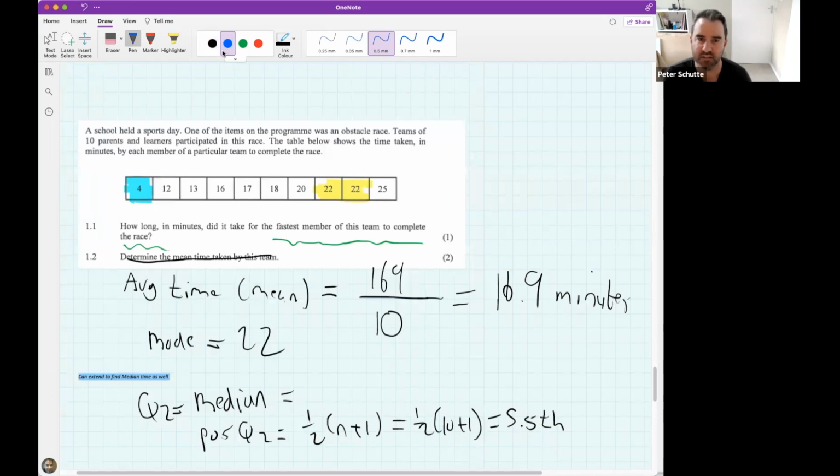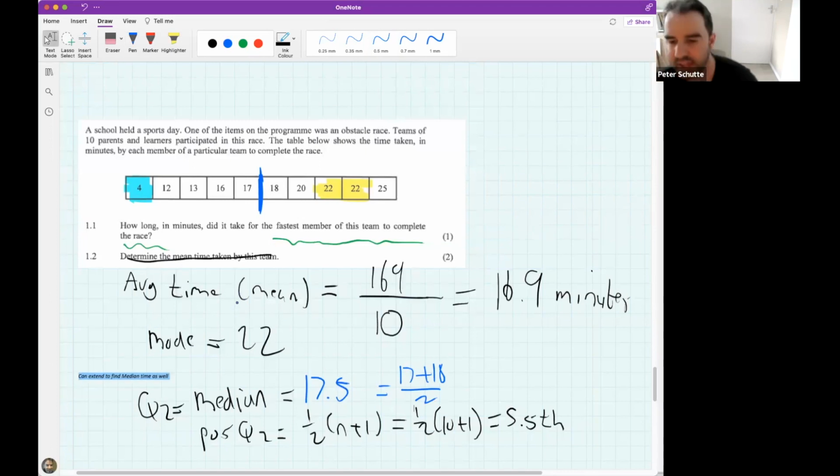So where is it falling? It's ranked, in order from smallest to biggest. 2, 3, 4. So it feels like it falls between 17 and 18. So what's the value of my median going to be? The median is going to be 17.5, because I've just added 17 plus 18 divided by 2. Yep, exactly.